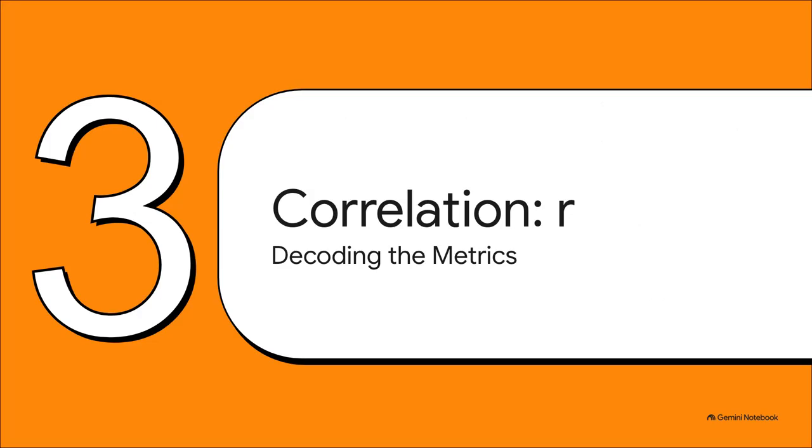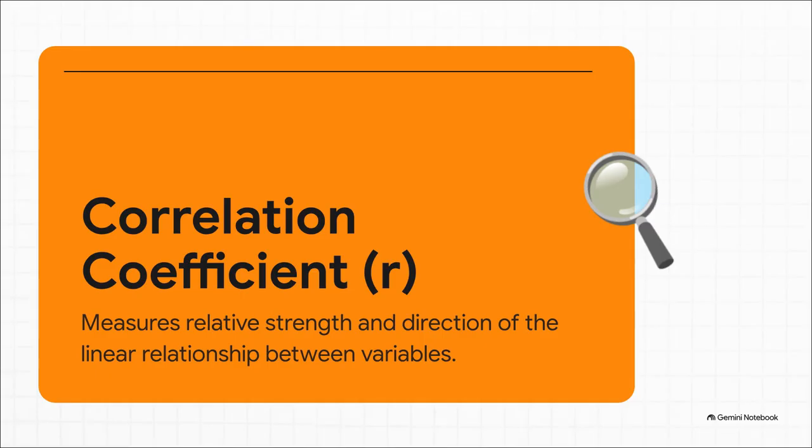Section 3. Correlation analysis. The R. Decoding the metrics. Meet the coefficient of correlation. We just denote this with a lowercase letter r. Think of R as your scout. It goes out and tells us the relative strength and direction of the linear relationship between our 2 variables, so our cost driver and our total cost. It's basically asking, hey, are these 2 things actually moving in sync or not?